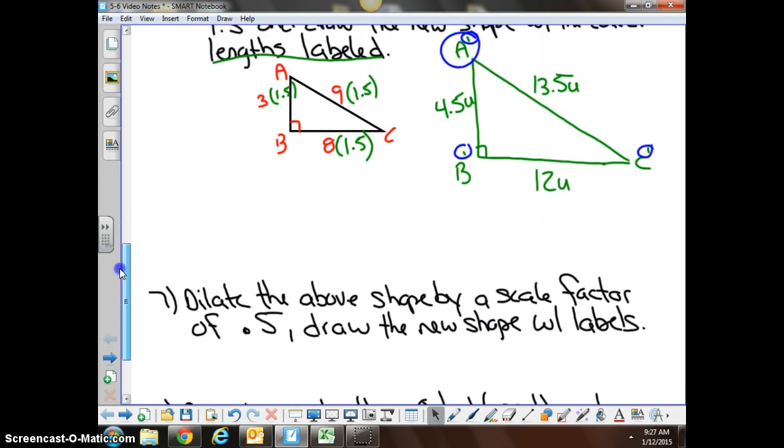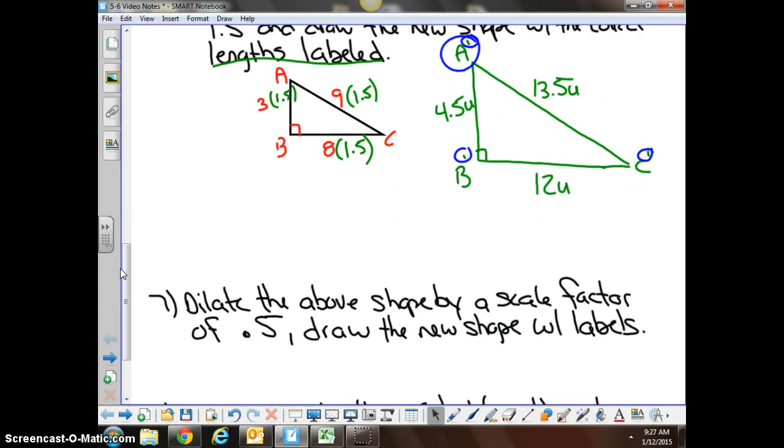Number 7, we're going to do the same thing for triangle ABC, but we're going to multiply, or dilate it, by a scale factor of 0.5. So in other words, we're going to draw a smaller triangle. And again, the drawing isn't the real important part. It's the labels or the measurements. That is the important part to show me that you understand what the math is.